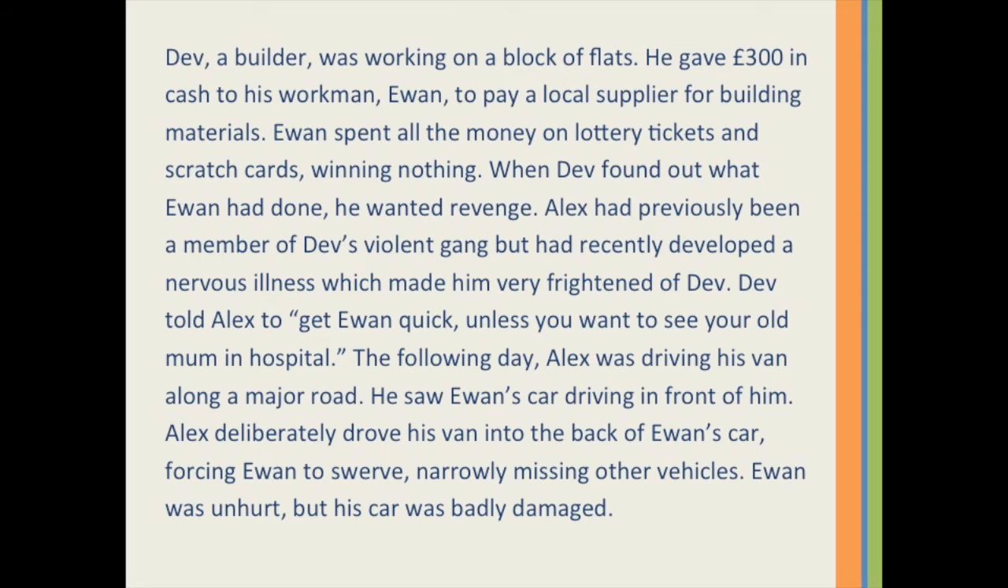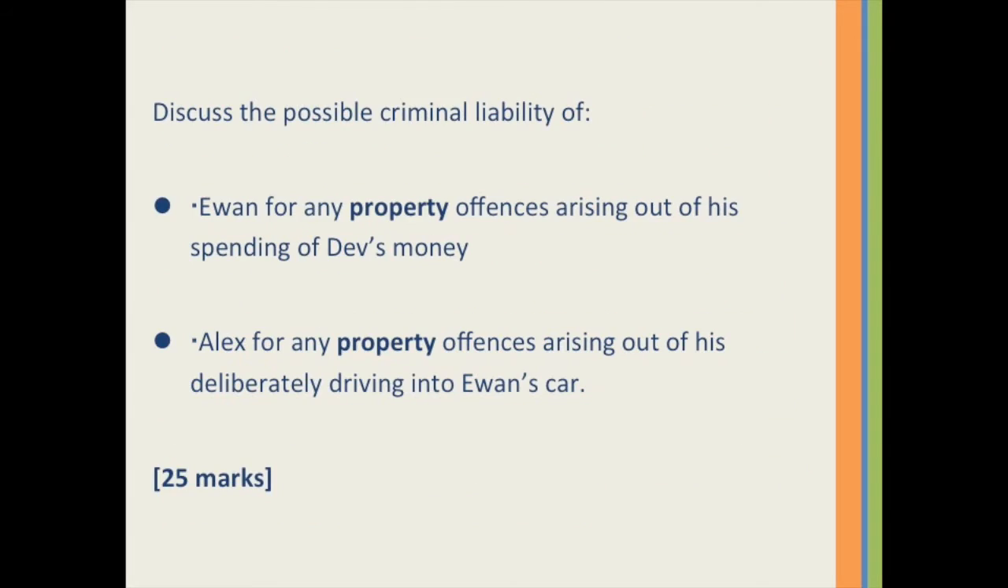On the AQA paper, there are 2 paragraphs for each scenario, and the first paragraph will have a question or a set of questions linked to it, and this is what you are now seeing on the screen. So for that first paragraph, the question is, discuss the possible criminal liability of Ewan for any property offences arising out of his spending of Dev's money, and secondly, Alex for any property offences arising out of his deliberately driving into Ewan's car. And the total for this paragraph is 25 marks.